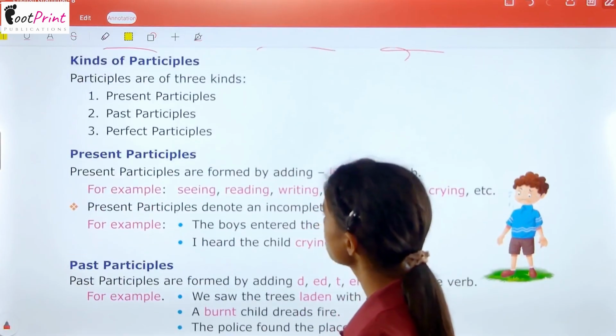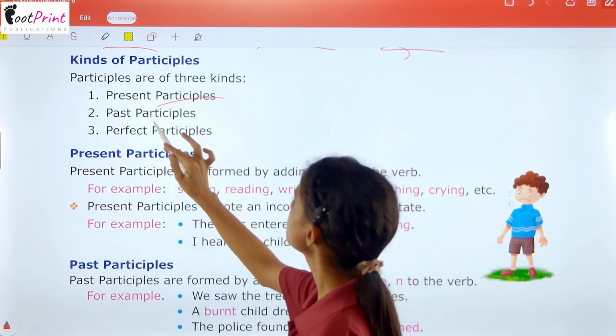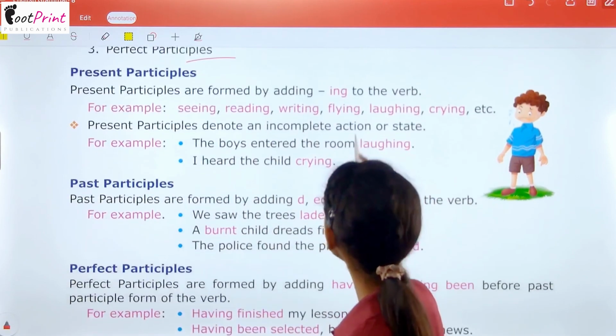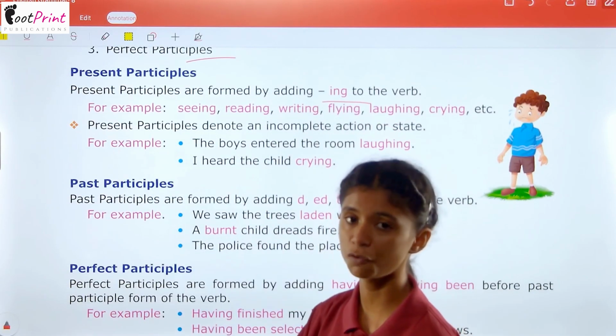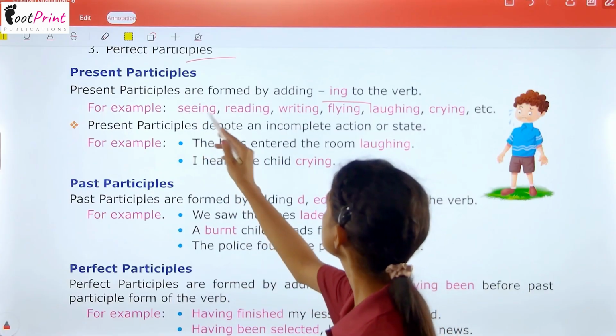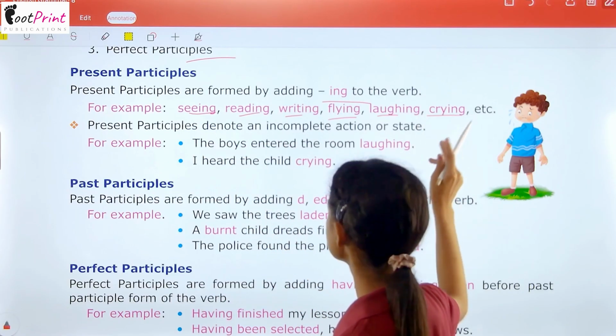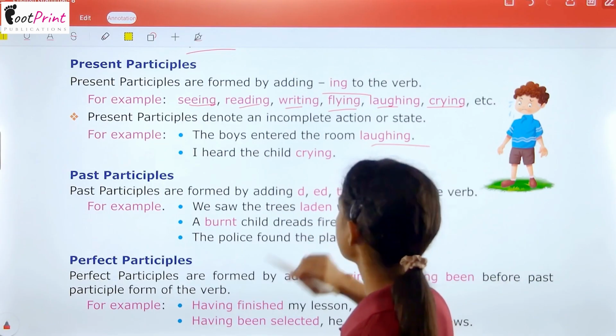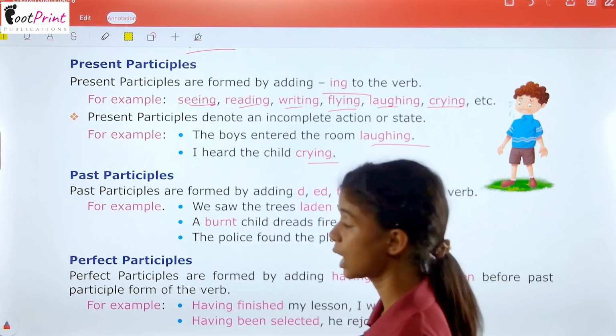What are the kinds of participle now? Present participle, past participle and perfect participle. Present participles are formed by adding ing to the end of a verb. So it becomes seeing, reading, writing, flying, laughing, crying, etc. For example, the boy entered the room laughing. I heard the child crying.